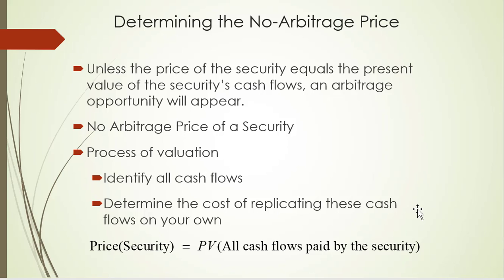So again, how do we determine the no arbitrage price? Unless the price of the security equals the present value of its cash flows, as we've been saying, arbitrage opportunities exist. So we need to identify the cash flows. We need to determine the cost of replicating those cash flows. So what this means is you need to predict cash flows for a project. You also need to know the cost of replicating these cash flows.